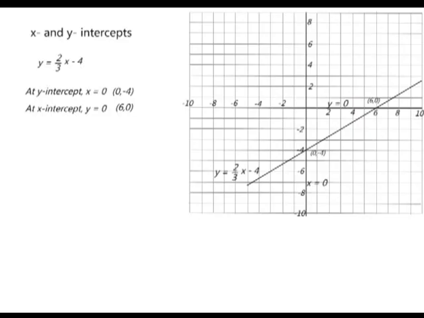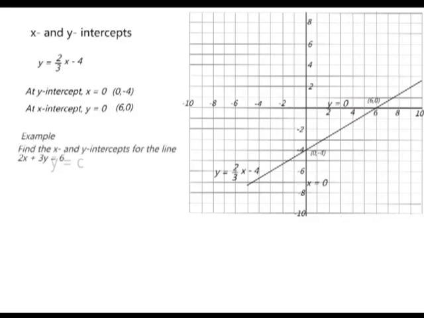Given an equation, to find the y-intercept, we substitute x with 0. And it is easy to see that in the general equation, y is equal to mx plus c, if you substitute x with 0, then y is equal to c. It's thus no surprise that we say that c is the y-intercept. To get the x-intercept, we substitute y with 0 and solve for x.